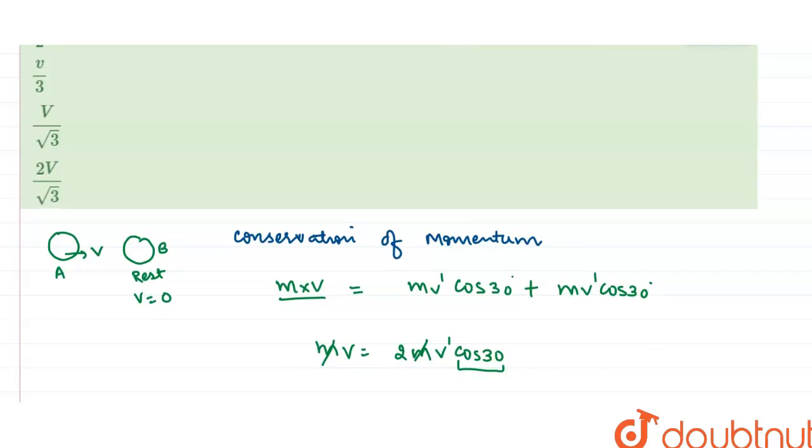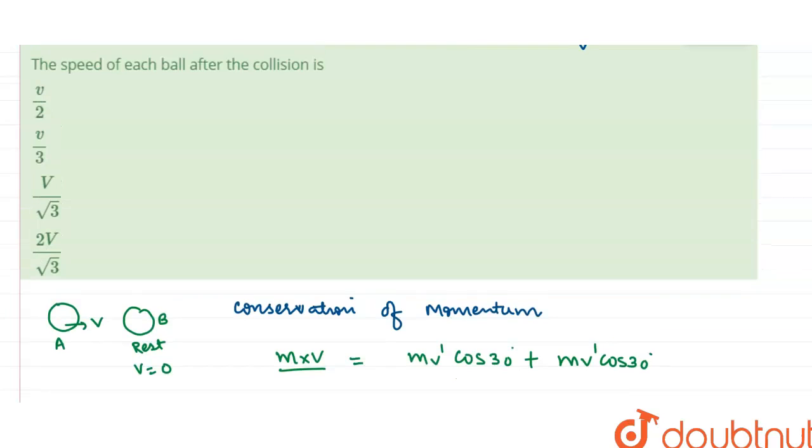So just check the options. The third option, which is v upon root 3, is the correct option.